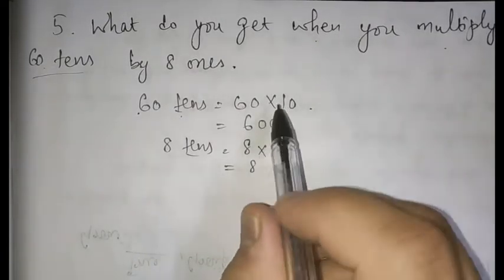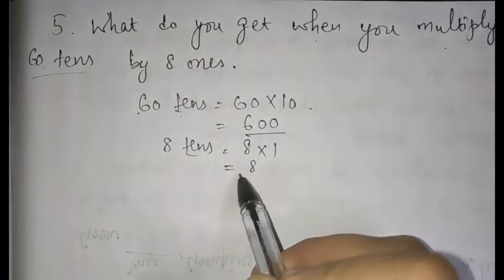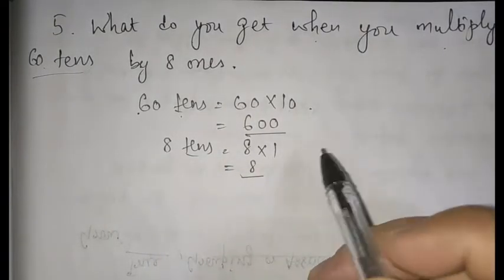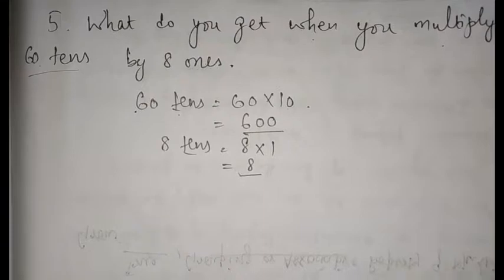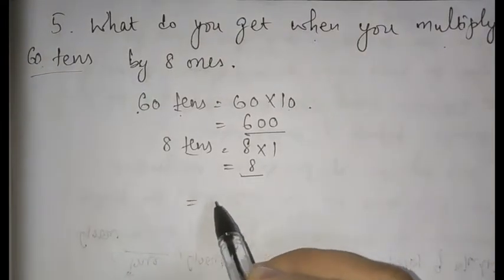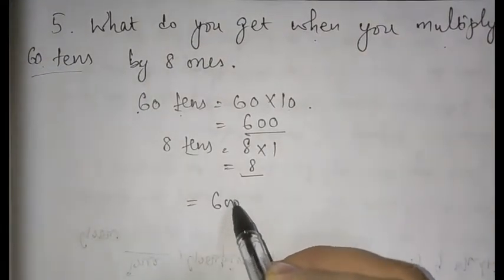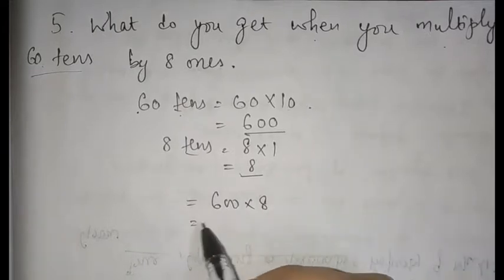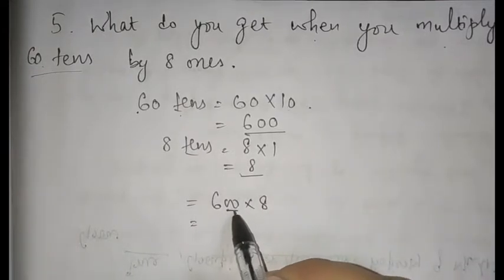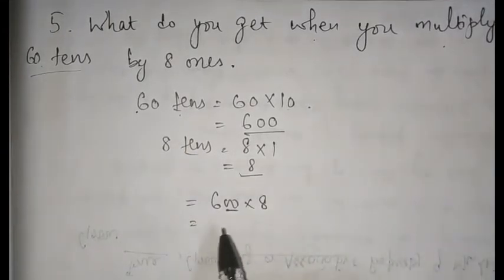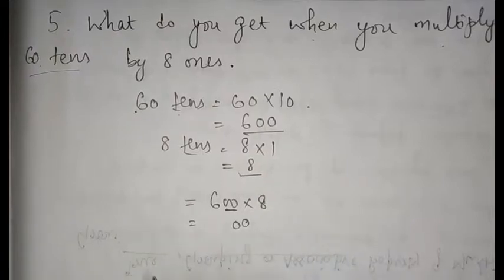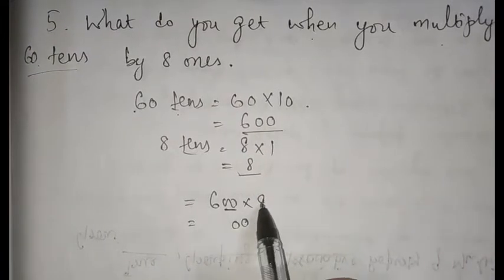So what will you get when you multiply these to get the product? Your result is 600 into 8, right? When you are multiplying this, 8 6s are 48.